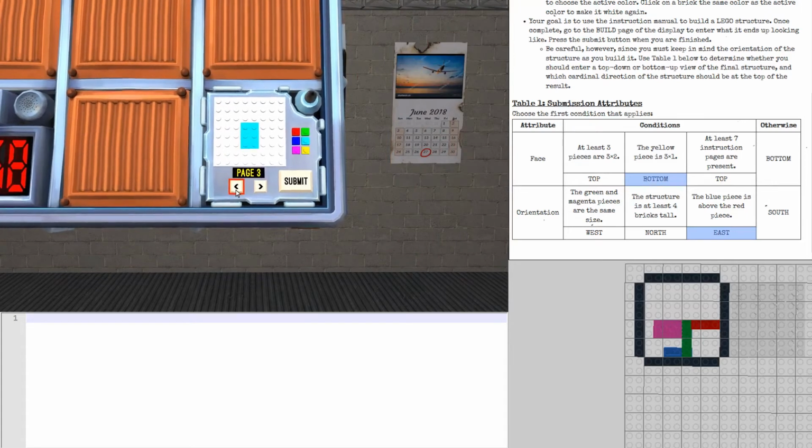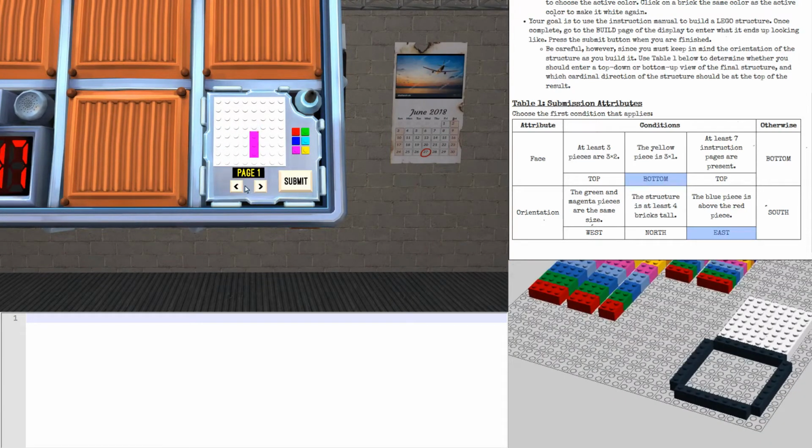This module also has 5 pages. So let's start on page 1. We have a 3x1 pink. That would be this one. We have a 2x3 cyan, and it is oriented vertically, and it meets the pink one at only 1 square. So we want to put it here.